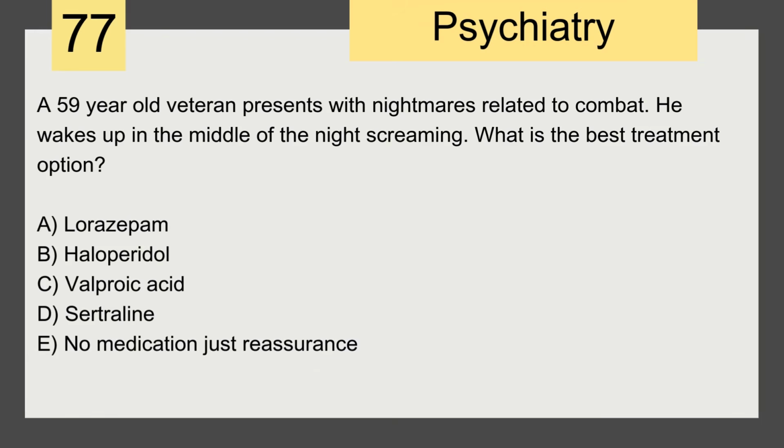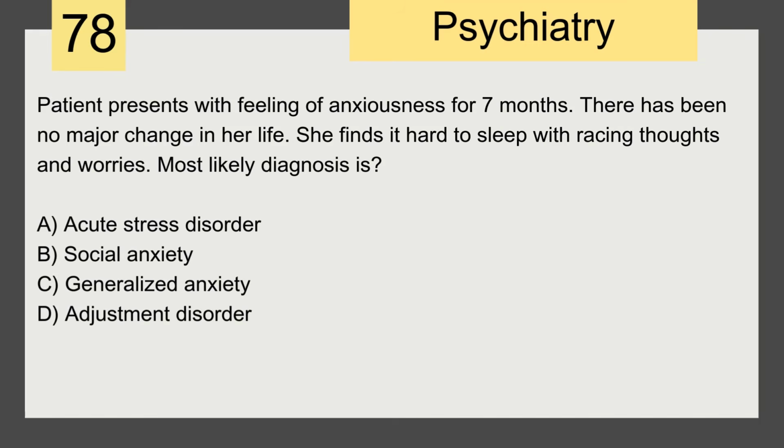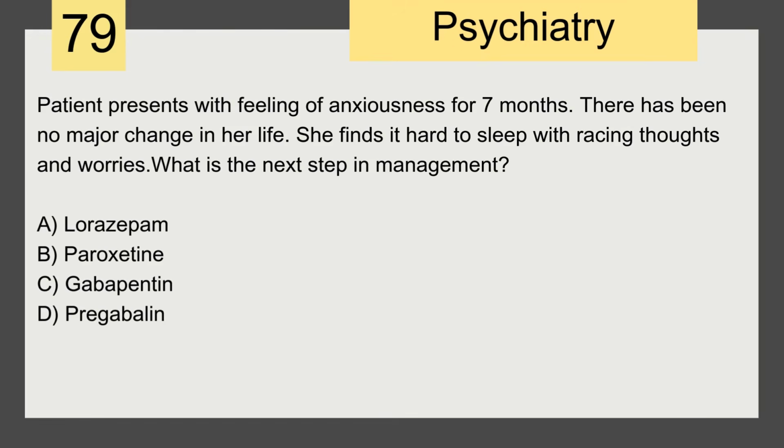Best treatment for PTSD, as we said before, SSRI or SNRI, in addition to CBT or exposure therapy. 78. Anxiousness for 7 months. Generalized anxiety disorder. Remember we said it has to be more than 6 months. Question 79. Treatment for generalized anxiety disorder, an SSRI or an SNRI. Here, paroxetine, Paxil.